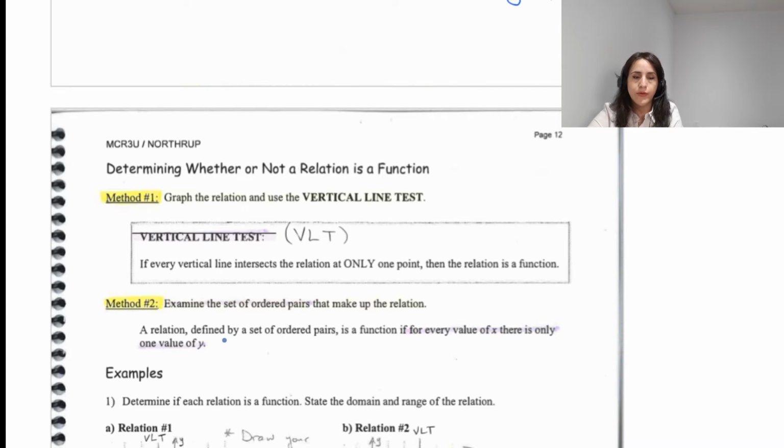What is method 2? Examine the set of ordered pairs that make up a relation. A relation defined by a set of ordered pairs is a function if for every value of x there is only one value of y. Then we check that for each value of x I have only one value of y. Technically, when we have a graph, the easiest way to find out if it's a function or relation is the vertical line test, because visually we can see if the vertical line is intersecting the graph at one point or more than one point.